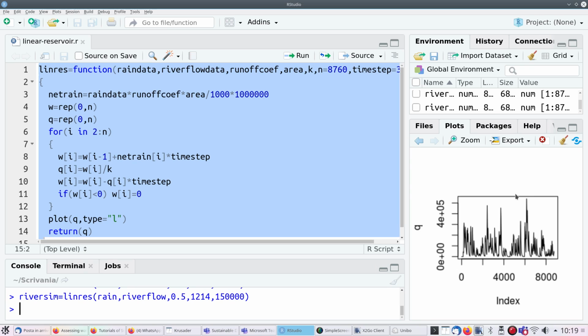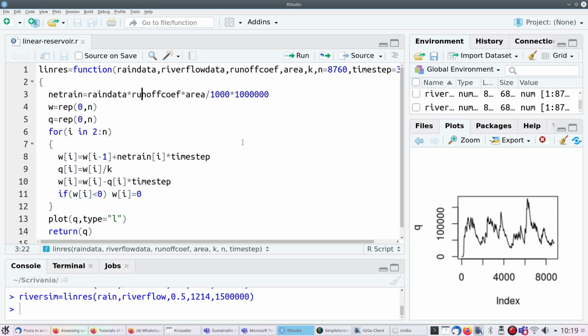Let me go back to the script and see whether the units are correct. Because when there is something wrong, you see that Q is too large. It means that probably the units are not correct. If you look at the graph, the shape of the hydrograph is becoming quite okay. Or let me just put one more zero just to check. No, it's still too large, Q. So let's go back.